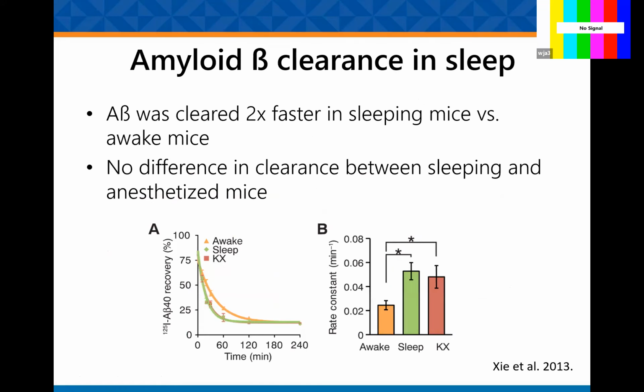They also did another study within the study. They looked at the rate of amyloid beta clearance in sleep. They basically took radio-labeled amyloid beta, and what they found was that amyloid beta was cleared 2 times faster in sleeping mice versus awake mice. And there was no difference in clearance between sleeping and anesthetized mice.